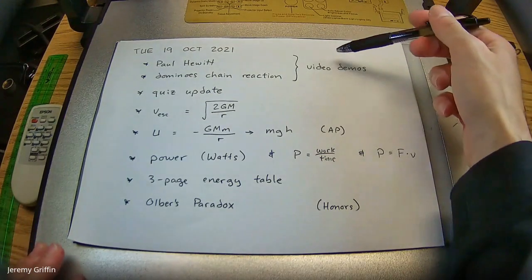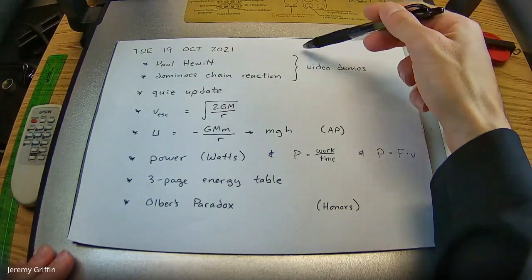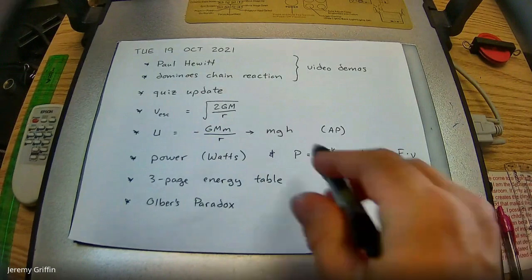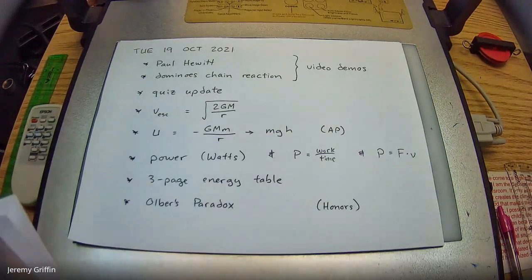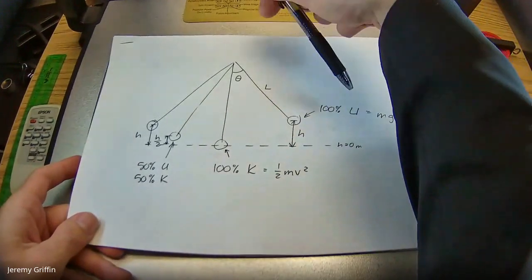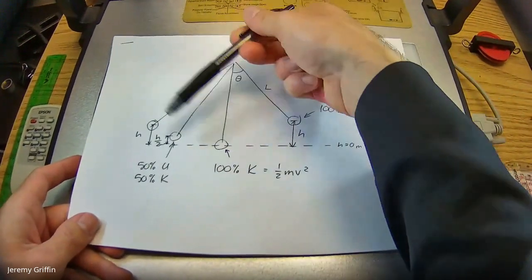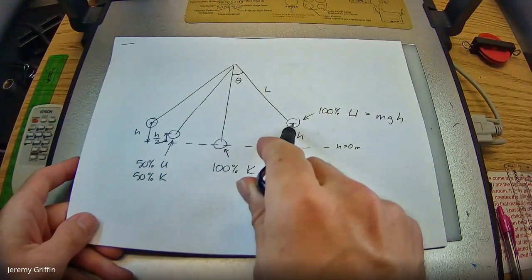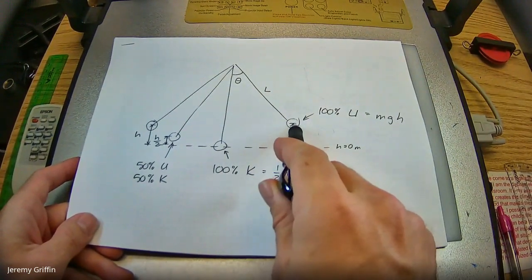We're actually a few minutes into class because you watched some Paul Hewitt demos, and you also saw some Dominoes stuff. So let's recap those. One of the Paul Hewitt demos involved a pendulum swinging back and forth. At the endpoints, there's no speed, so wouldn't that all have to be potential energy, mgh?